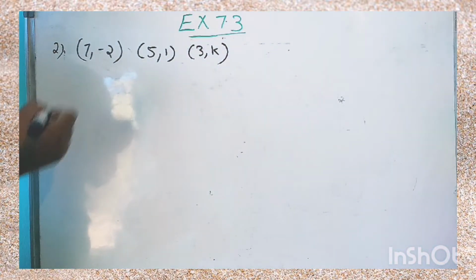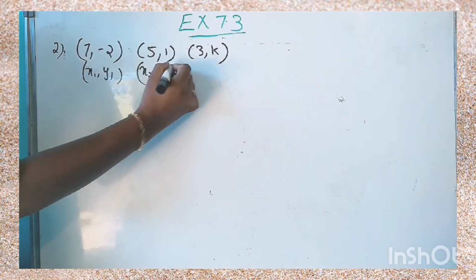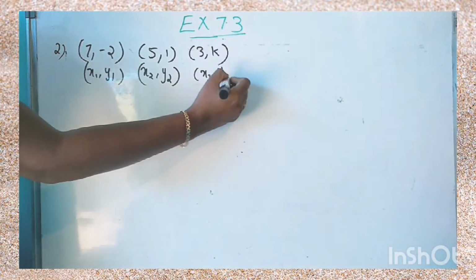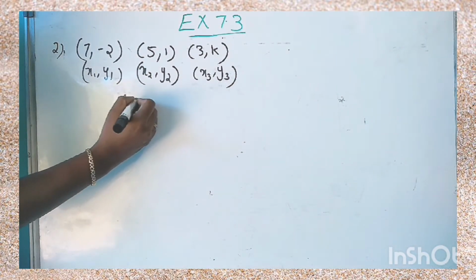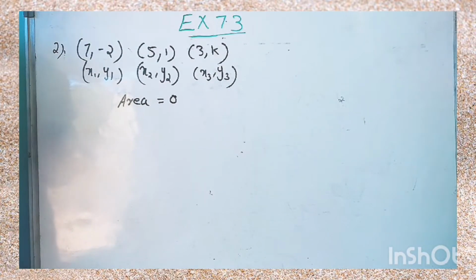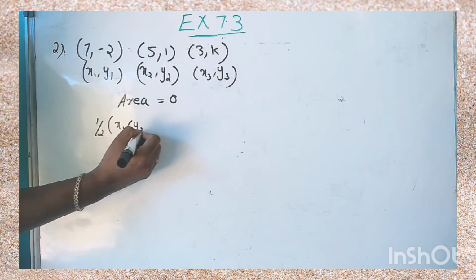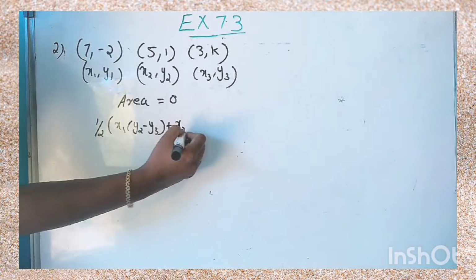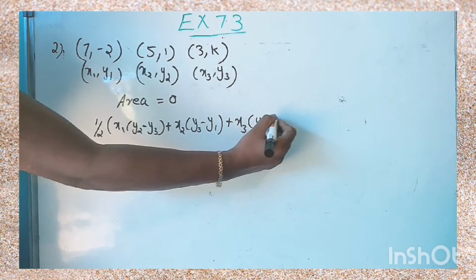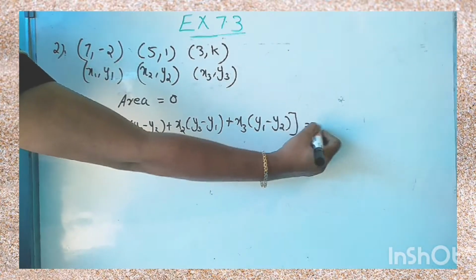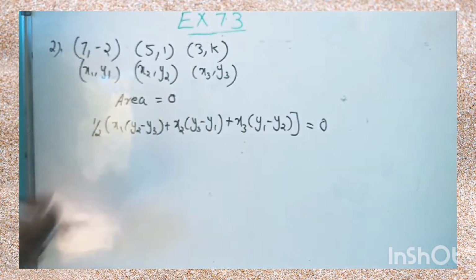This is our given 3 points. Let it be x1, y1, x2, y2 and x3, y3. Then since these 3 points are collinear, the area is equal to 0. And area, that formula we know, half into x1 into (y2 minus y3) plus x2 into (y3 minus y1) plus x3 into (y1 minus y2), equal to 0. This half, you can take it to the RHS, then that becomes 0.